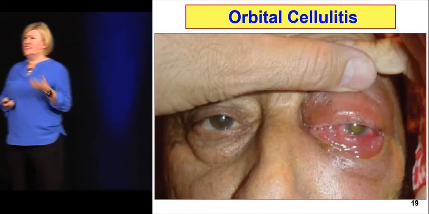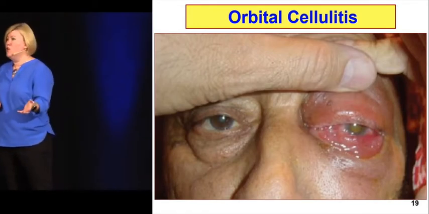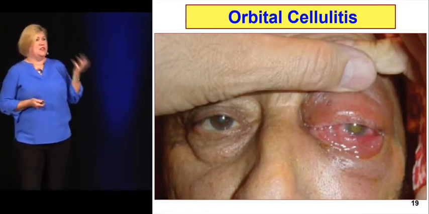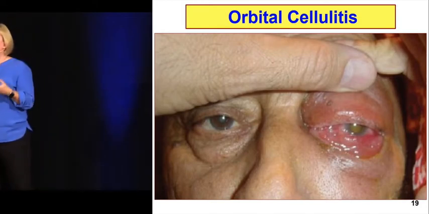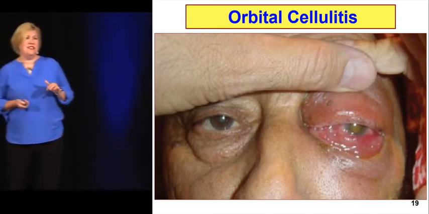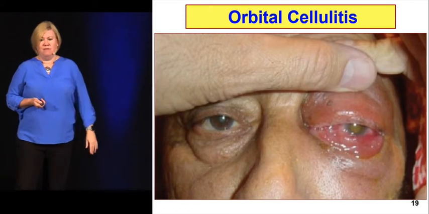Here's orbital cellulitis, not subtle. The globe does not look normal. The eye is very red. This person would be described as toxic, in discomfort, can't really move the eye around, very different. That gets the full meal deal.